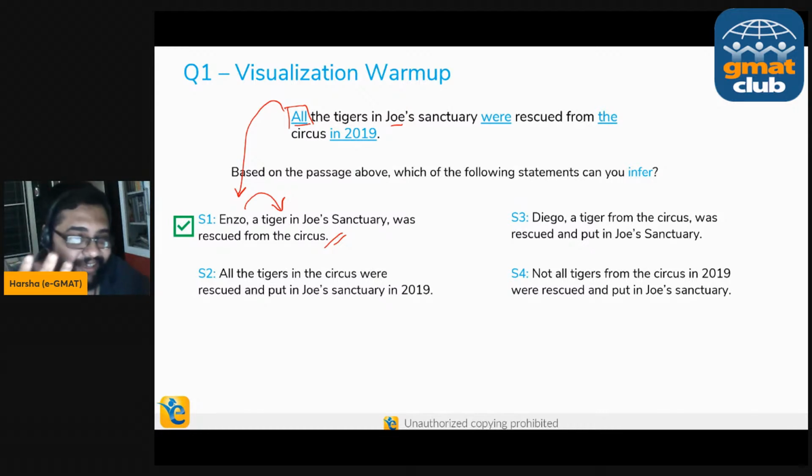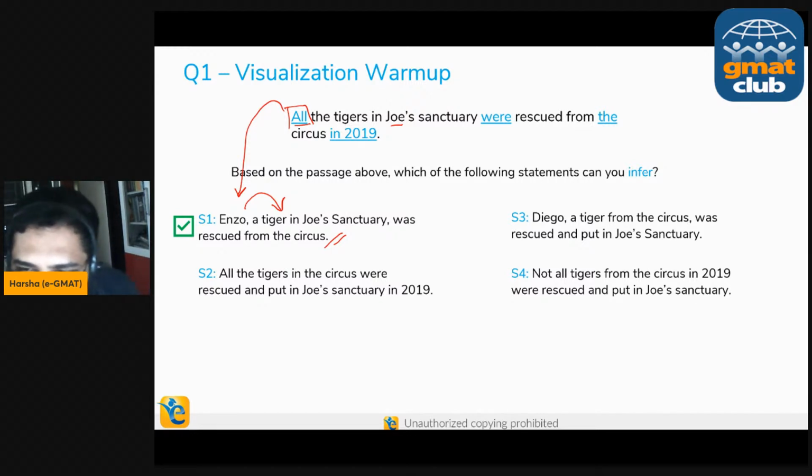Statement 1 did not specify the year. That's also an important learning, right? Does it have to specify 2019? Even otherwise, you cannot dispute. If I tell you that they were rescued from the circus, you cannot say that's incorrect. No, they were rescued from the circus. Just that the statement does not give you the additional info that it's in 2019. That does not make statement 1 incorrect.